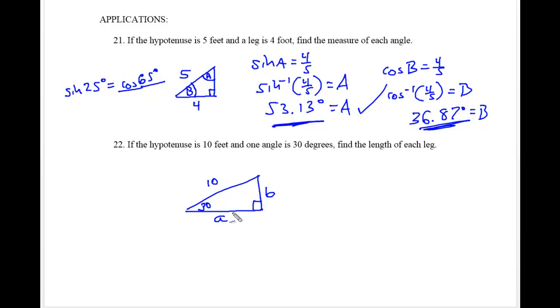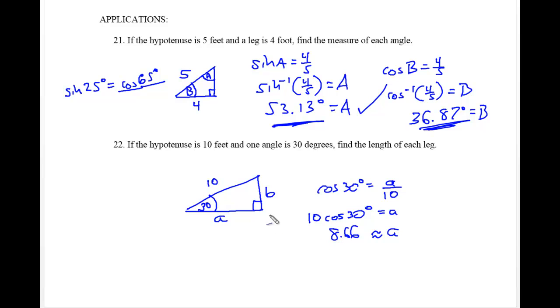Now, I'm going to solve A first. So I'm going to use my cosine of 30 degrees is equal to A over 10. So what I will do is just multiply everything by 10. If I multiply everything by 10, I get 10 cosine of 30 degrees is equal to A. So A is approximately 8.66.